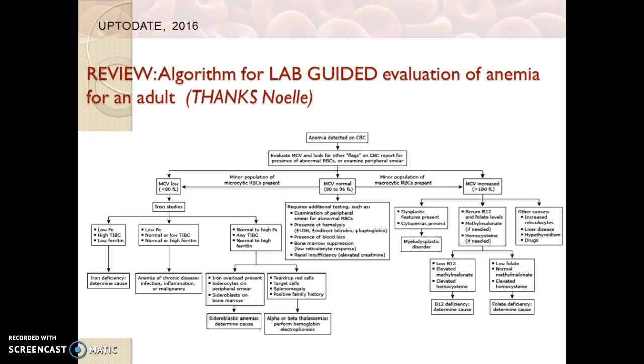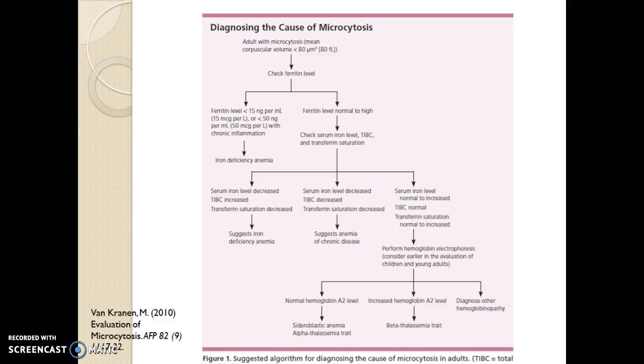I'm going to show you a couple of other more abbreviated algorithms that you may use as well. This is, as you can see, similar to the other one, but it's just one chunk of it where we have microcytosis. So microcytic anemias being fairly common, we go first for looking at whether or not they are what we call an iron deficiency anemia. We're looking for ferritin levels.